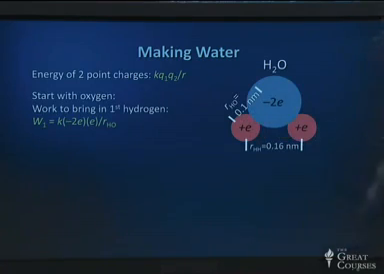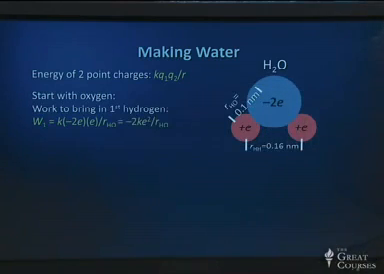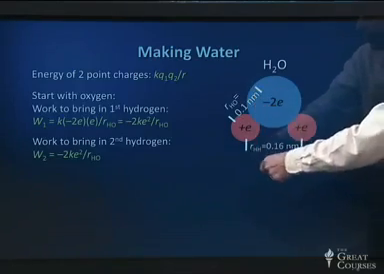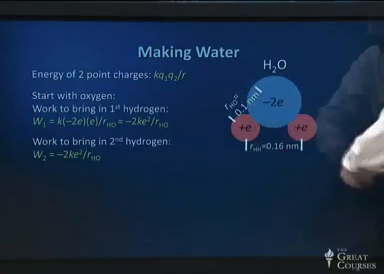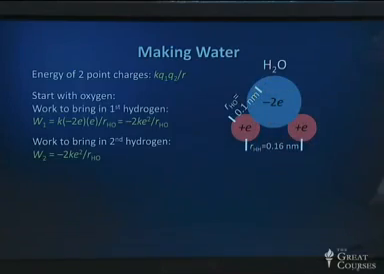Next, we're going to bring in the second hydrogen, and then we'll have the molecule all put together. We simplify that a little bit. It's -2Ke squared over rho. Now we'll bring in the second hydrogen. Well, we've got to bring in the second hydrogen in the electric field of the oxygen. Well, that's the same as before. It's -2Ke squared over R hydrogen to oxygen. That's the same as bringing in the first one in the electric field of the oxygen that was there.